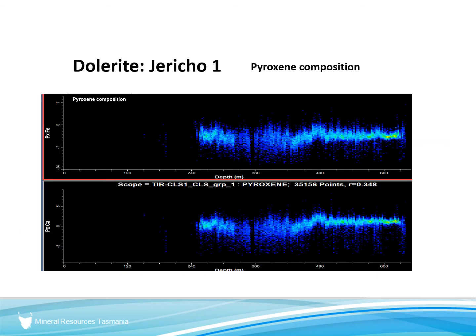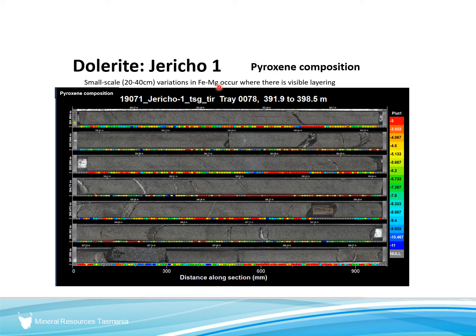Here's what looks like a pretty boring rock. It's Tasmanian dolerite, and I'm looking at the pyroxene composition here. So there's an estimate of the amount of iron and calcium in the pyroxene, and there's some variation here down the hole. But when we look at it close up, here we've got a tray view. The proportions of the pyroxene composition vary as we go down, and so it changes on a scale of tens of centimeters.